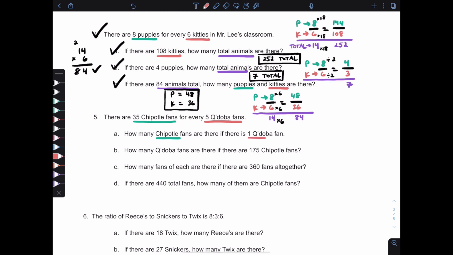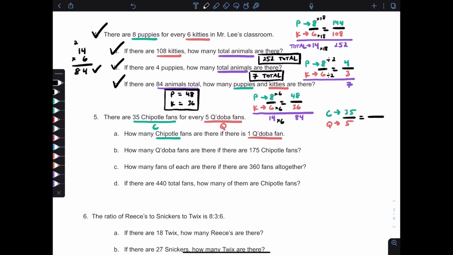So one Qdoba fan. Okay, let's set up a ratio. I'll use C for Chipotle, and I will use a Q for Qdoba. So I'll go ahead and write a ratio here for Chipotle. That is going to be 35. And for Qdoba, that is going to be a Q, and that's going to be 5. Okay, that's our ratio, 35 to 5.